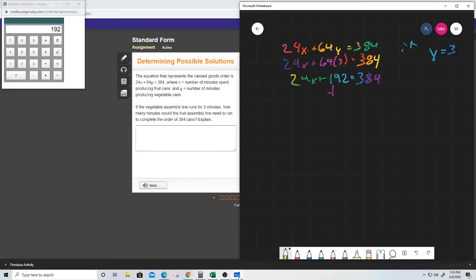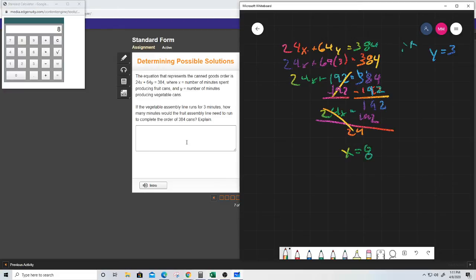PEMDAS backwards, right? We're gonna subtract 192 from both sides. This will go away. 24x equals 384 minus 192. I gotta straighten this up so I don't confuse myself. Alright, so that's 192. And then we're going to divide everything by 24. X equals 192 divided by 24. Ocho.